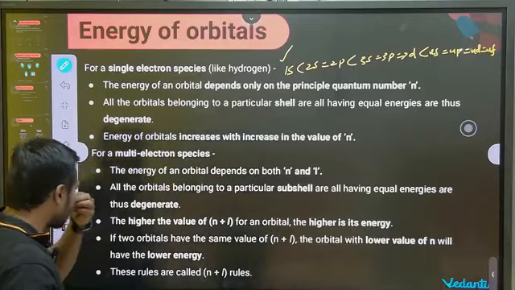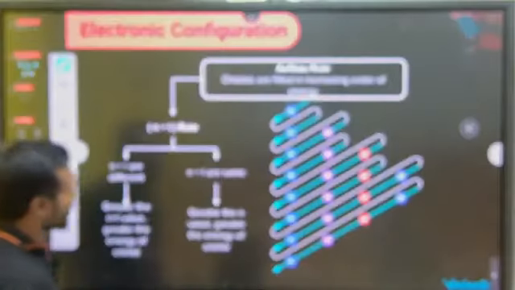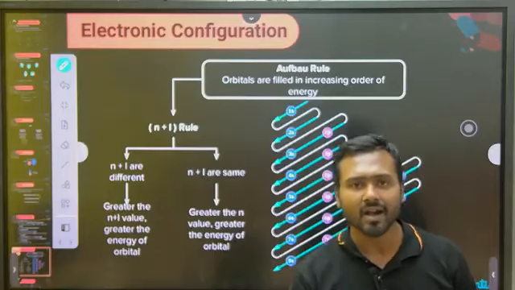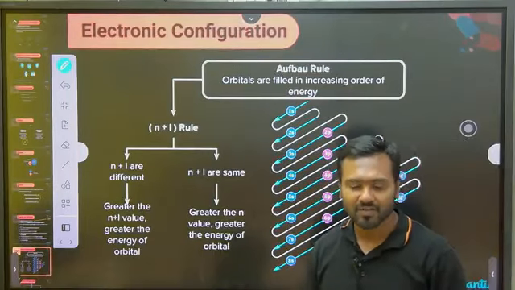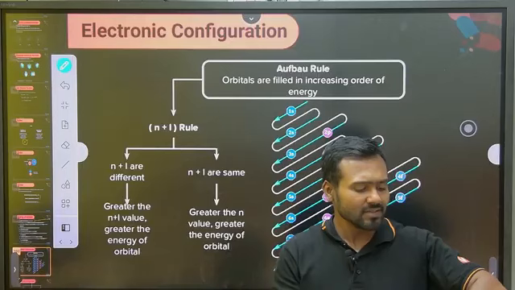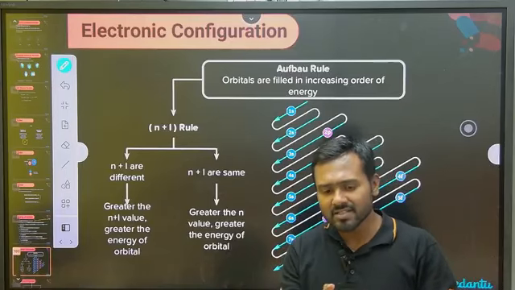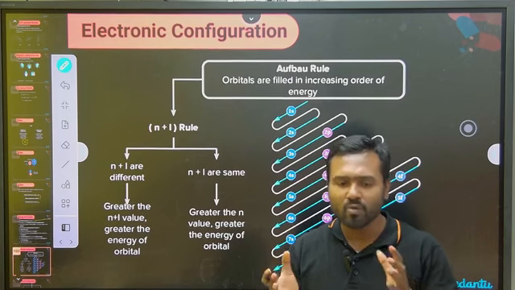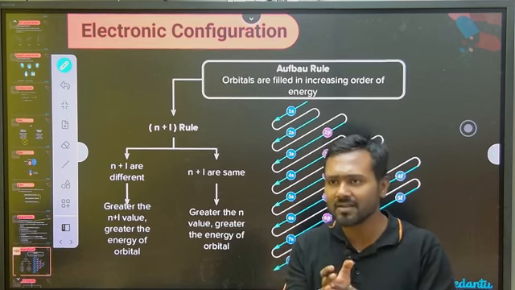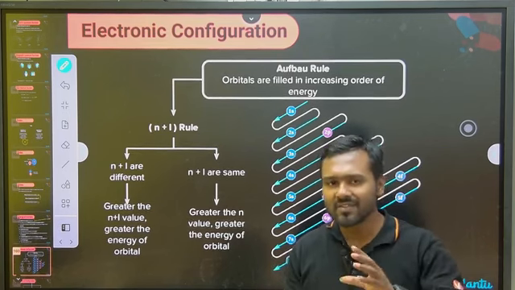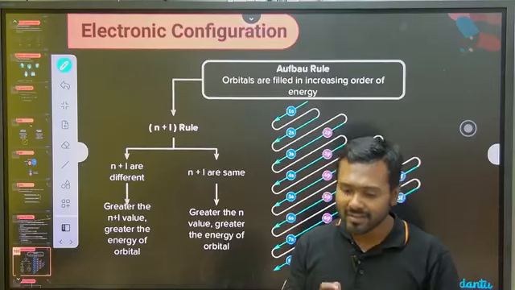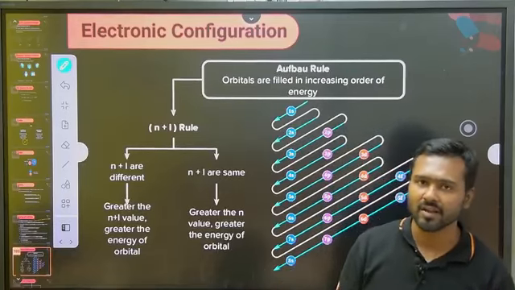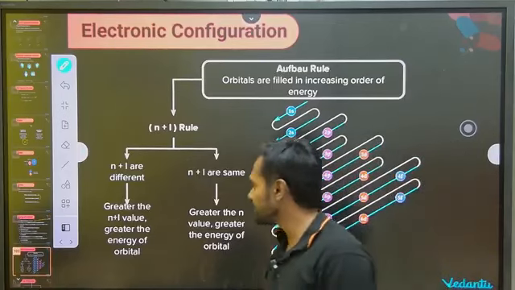For a multi-electron system, we follow the Aufbau diagram or the above principle, that is according to the n plus l value. Whichever has a lower n plus l value has less energy. Whichever has a higher n plus l value has more energy. And if the n plus l values are the same for two orbitals, then whichever has the lower n value is taken as lower energy, like 4p and 3d. So 3d we will take.